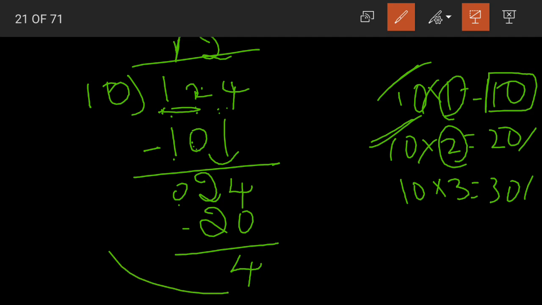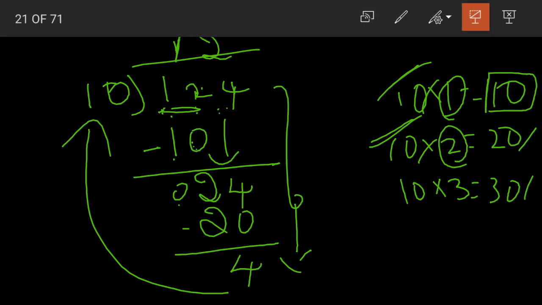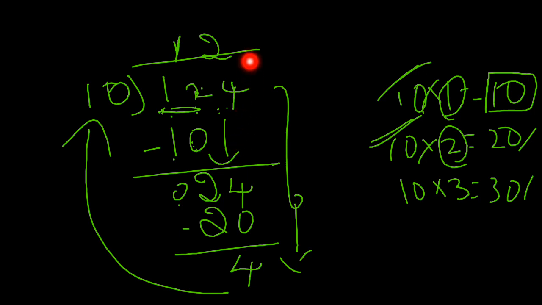Now 4 is again less than the divisor, so it is not possible to divide and we do not have any other digit to bring down. So this will be our end of division. What are we left with? 12 is the quotient and 4 is the remainder. Yes, the last digit in the ones place, that is 4, is left as our remainder.